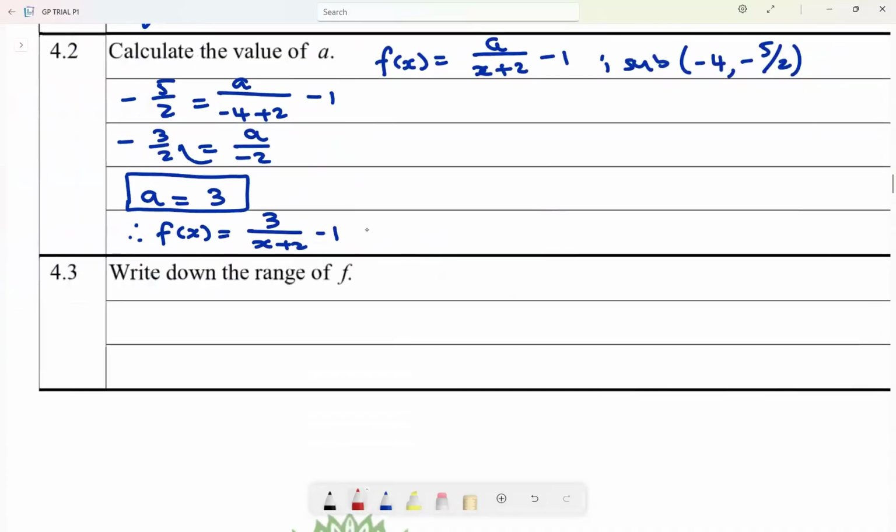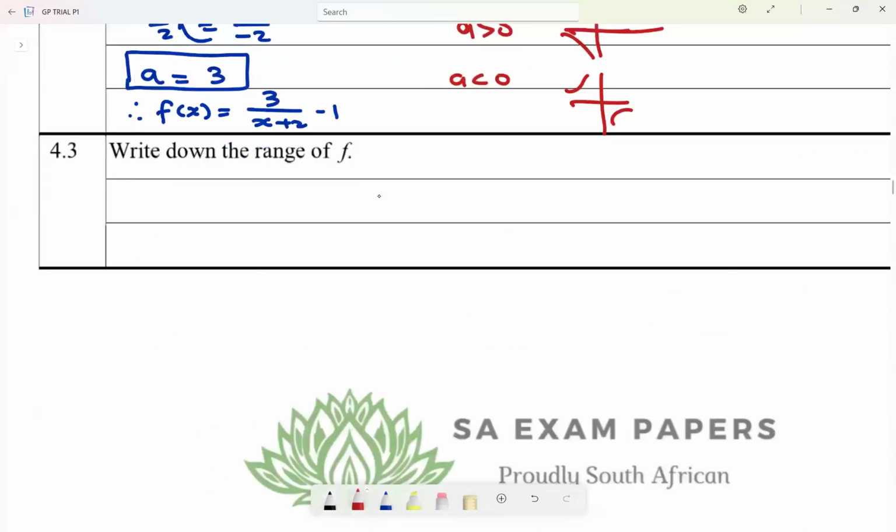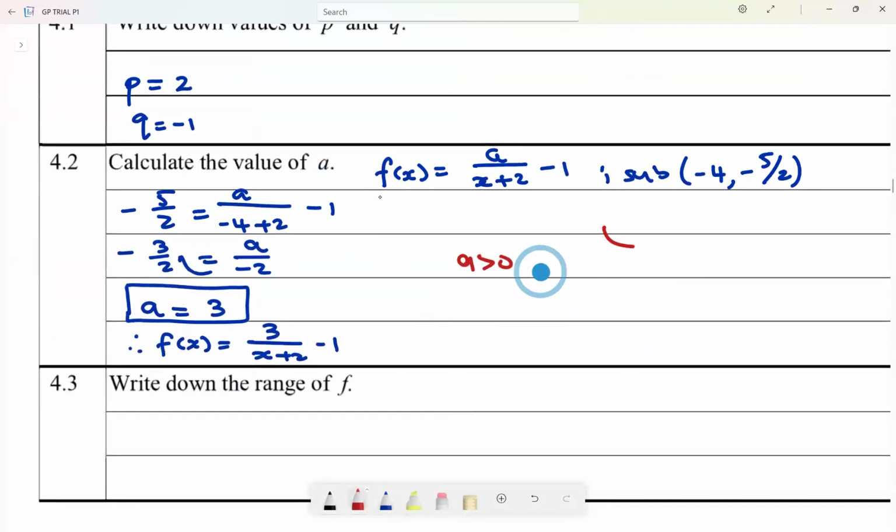Now, does it make sense that the value of a is 3? Well, if the value of a is greater than 0, it lies on quadrants 1 and 3. If the value of a is less than 0, it lies on quadrants 2 and 4. So in this case, yes, it is 1 and 3, so it's fine. Write down the range of f.